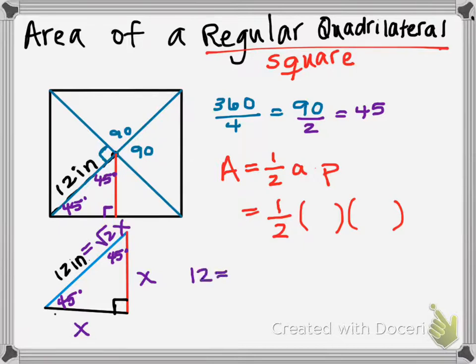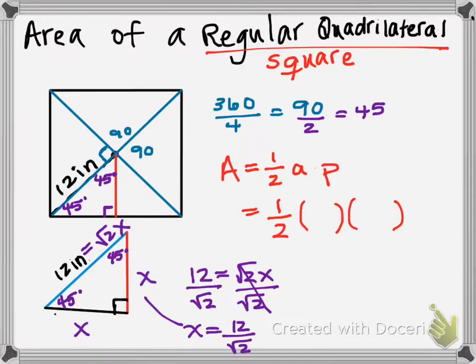So if I know that 12 is square root of 2x, I can divide by square root of 2 on both sides and see that x is 12 divided by square root of 2, which is the same x for both of the legs. So just a heads up, that's both of those x's. Well, one of those x's, the red one, or the side length that's red, is my apothem. So I just figured that one out. I could go ahead and plug that in already.